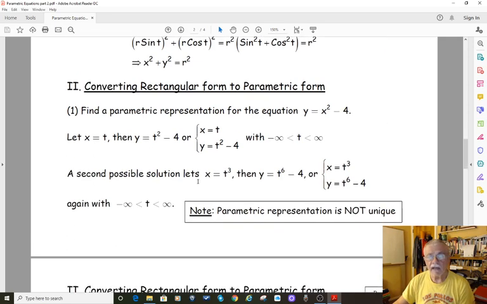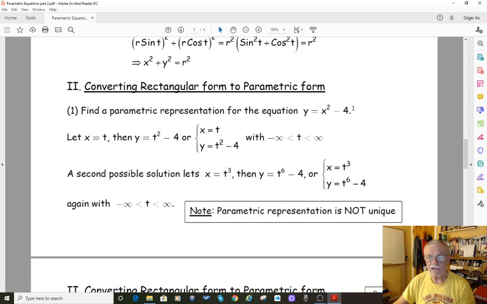So now let's go the other way. Let's convert rectangular to parametric. One of the examples that I'm showing you here is not as bad as it looks. We've got a parabola. And clearly, if we want to get a t involved, the easiest way to do it, not the only way, is to simply let x equal t. If I make that substitution, then y would be t squared minus 4, and this is what I would get. Okay, so this is a parametric representation of that parabola.